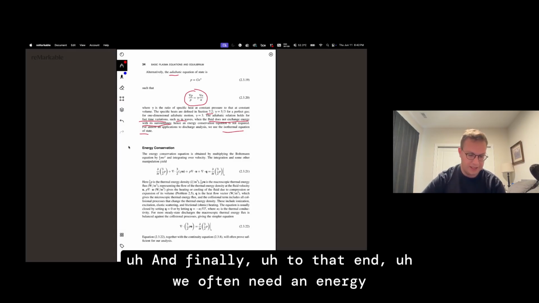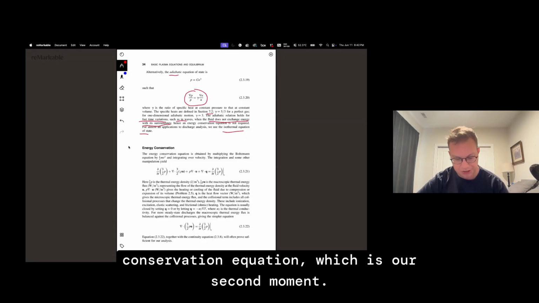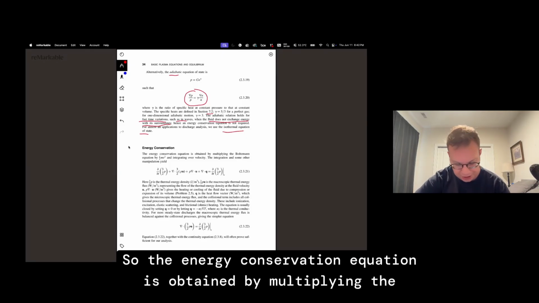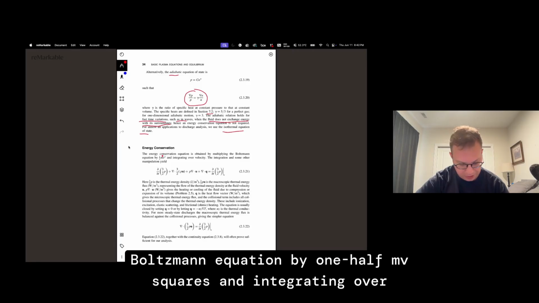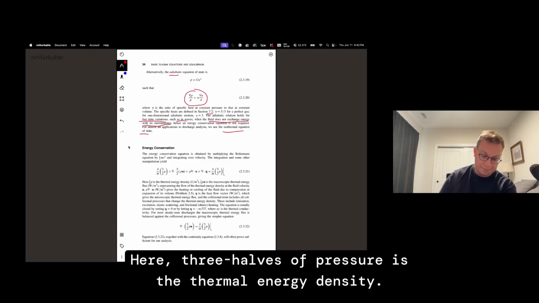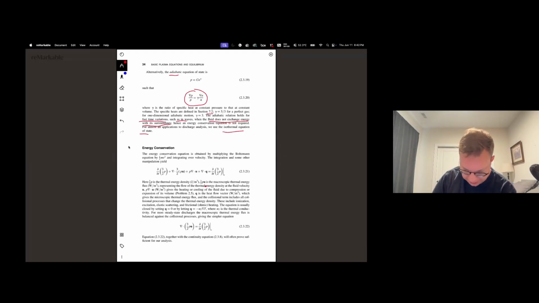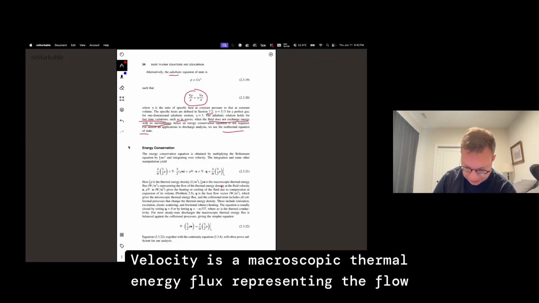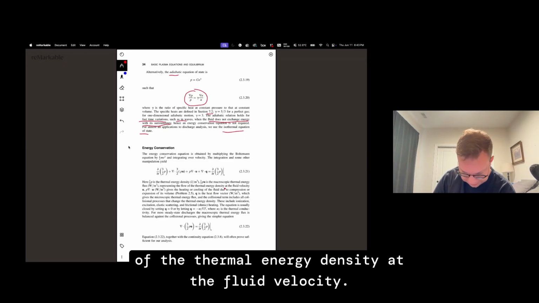And finally, to that end, we often need an energy conservation equation, which is our second moment. The energy conservation equation is obtained by multiplying the Boltzmann equation by 1/2 mv squared and integrating over velocity. The integration and some other manipulations yield equation 2.3.21. Here, 3/2 pressure is the thermal energy density. 3/2 pressure times velocity is a macroscopic thermal energy flux representing the flow of the thermal energy density at the fluid velocity.